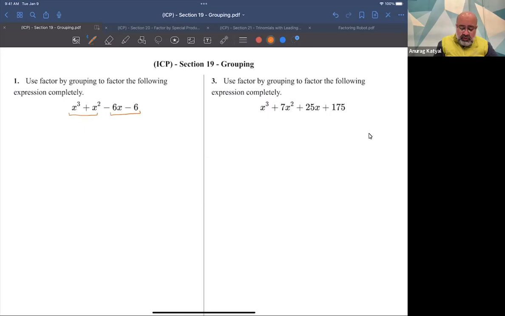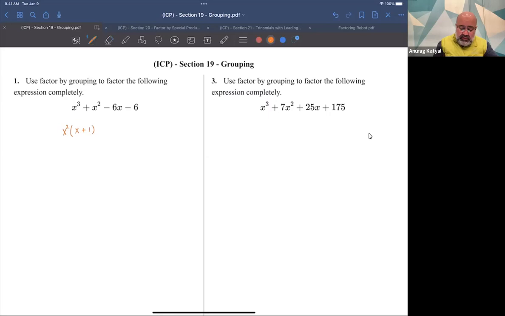From the first 2 terms, or the first group, we see that there's an x squared in common. So I can factor that out. And as we practiced in section 18, the first thing you do is write your GCF. The next thing you do is open parentheses. And what goes inside is you divide each term by the GCF. If we divide x cubed by x squared, we get x. If we divide x squared by x squared, we get positive 1. So we found the GCF of the first group. It's that.